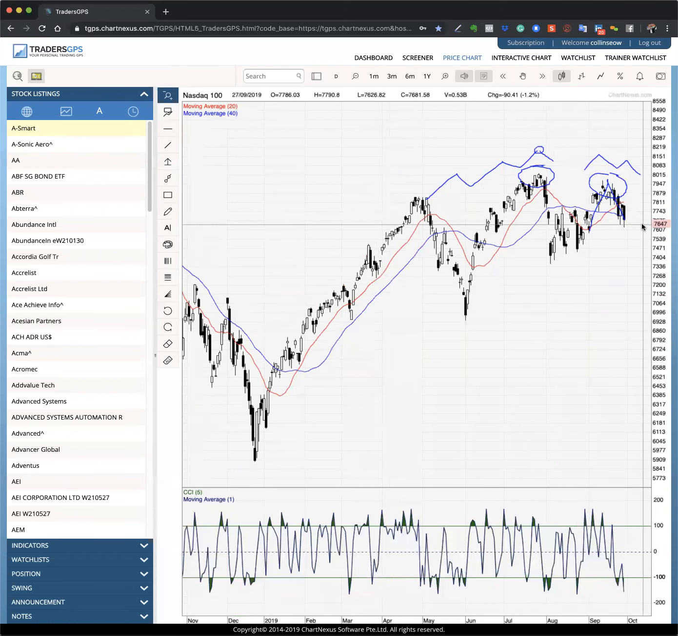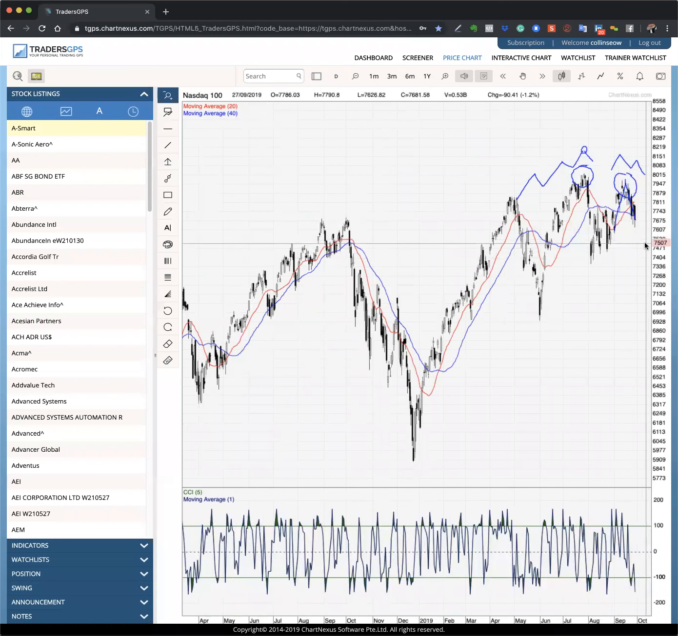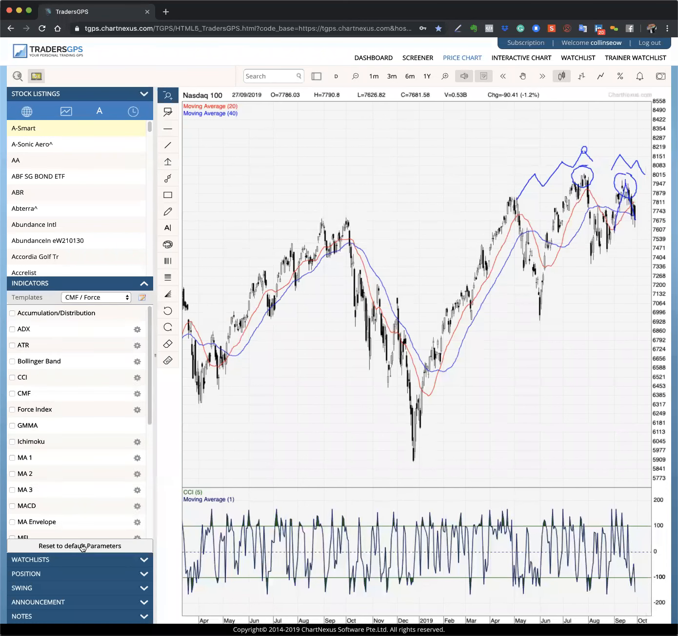Nasdaq, is it forming a head and shoulders? It's too early to say. Way too early to say whether it's a head and shoulders pattern right now.